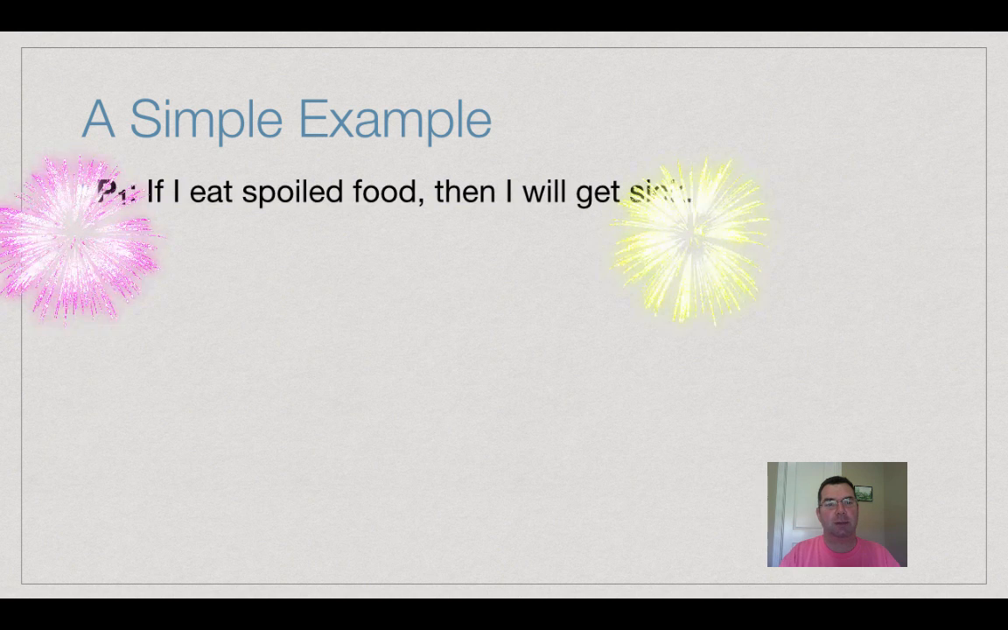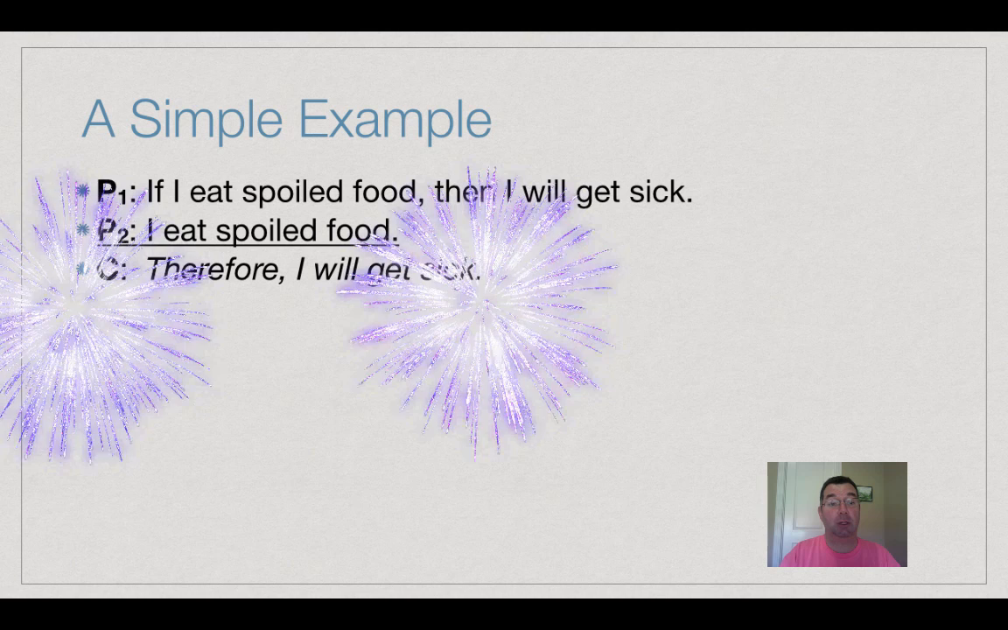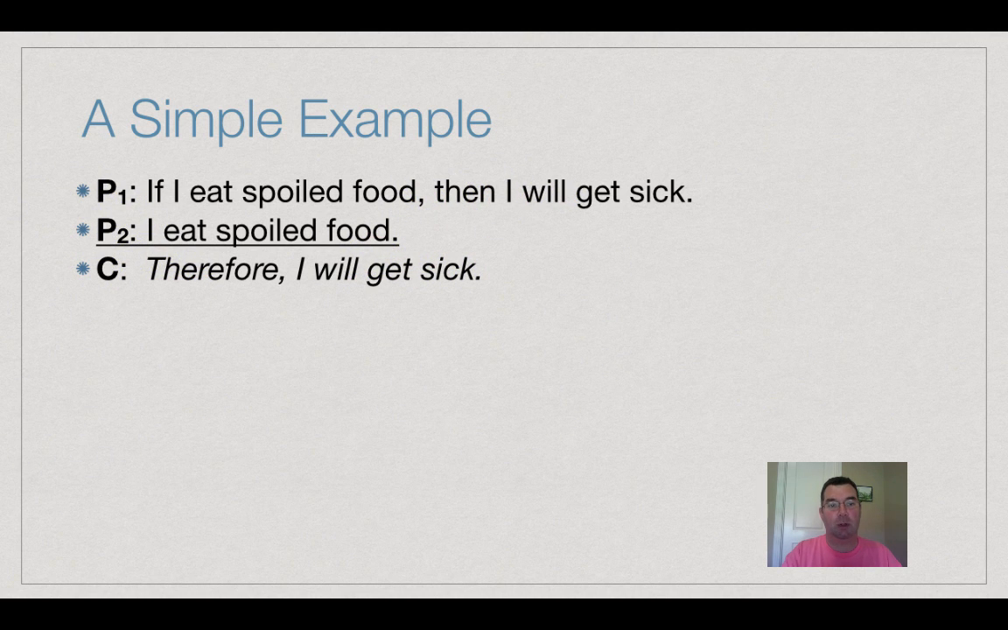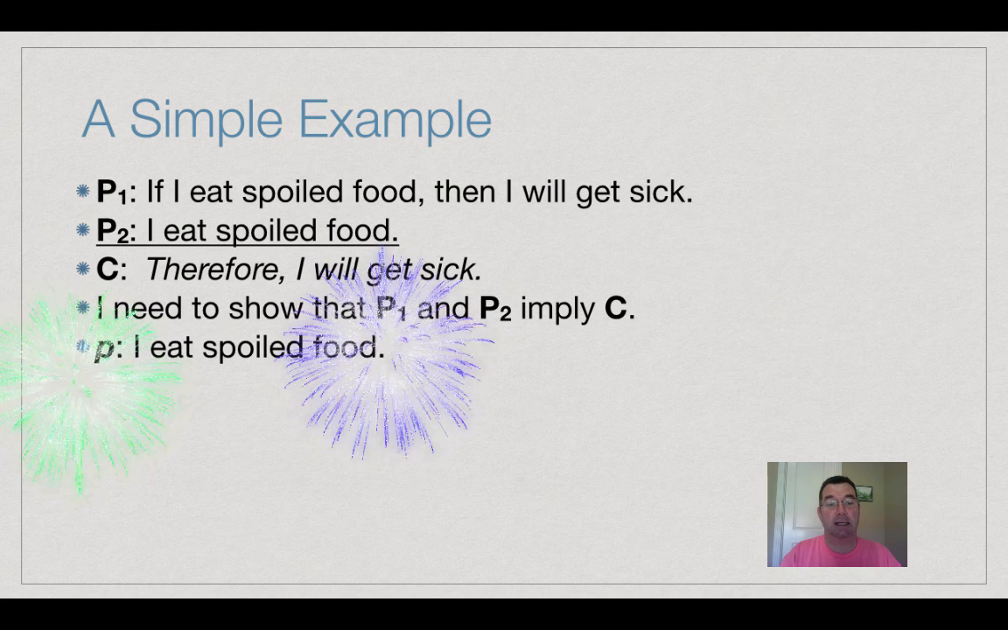So let's start off with a simple example. Premise 1 is that if I eat spoiled food, then I will get sick. Premise 2 is that I actually do eat spoiled food. So the conclusion is, therefore, I will get sick. So kind of a simple example, but it's going to make it easier to see how the process works. So I need to show that premise 1 and premise 2 imply the conclusion C.